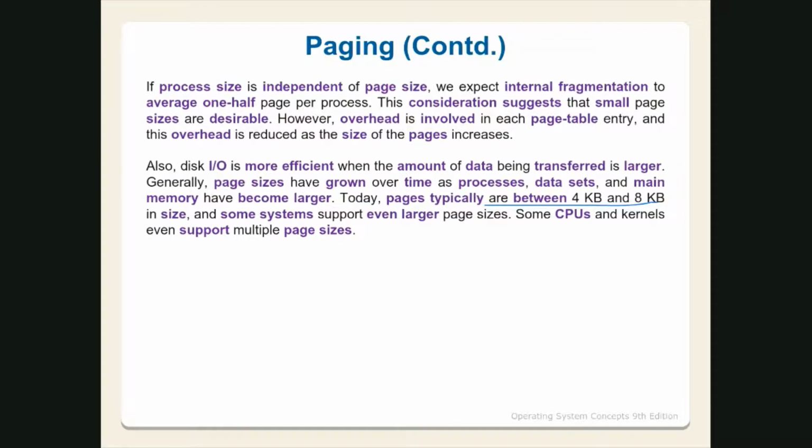But how many pages are in the logical memory and how many frames are in the physical memory may not be the same. You need to keep that in mind. And one more thing is that process size is independent of the page size. If this situation occurs, then you will have internal fragmentation. What does it mean that process size is independent of the page size? Let's assume the process is bigger than the number of pages.